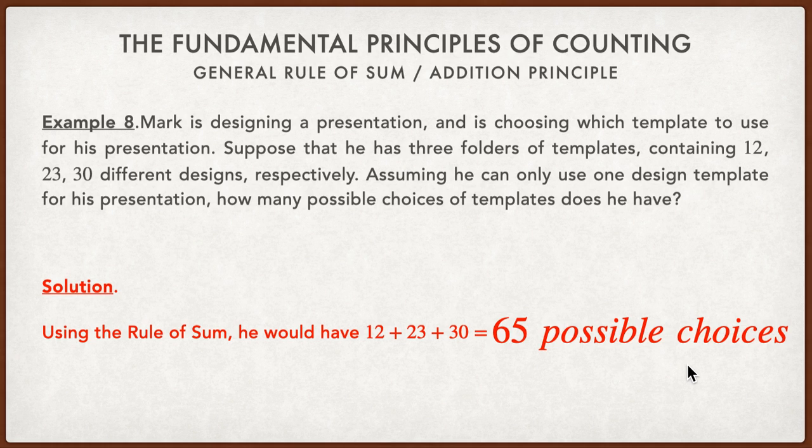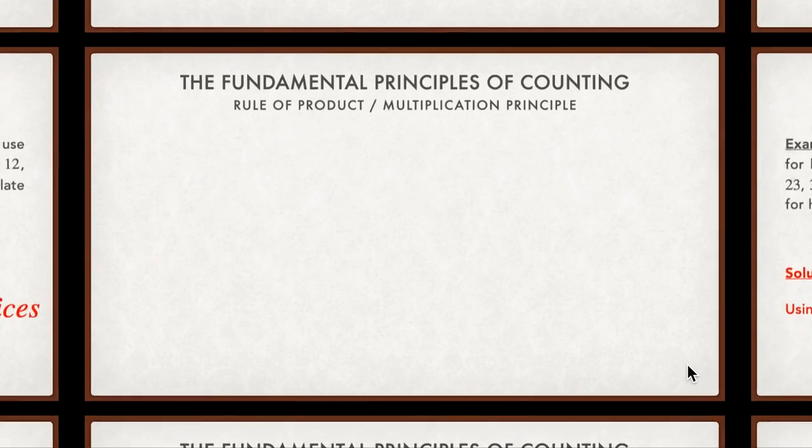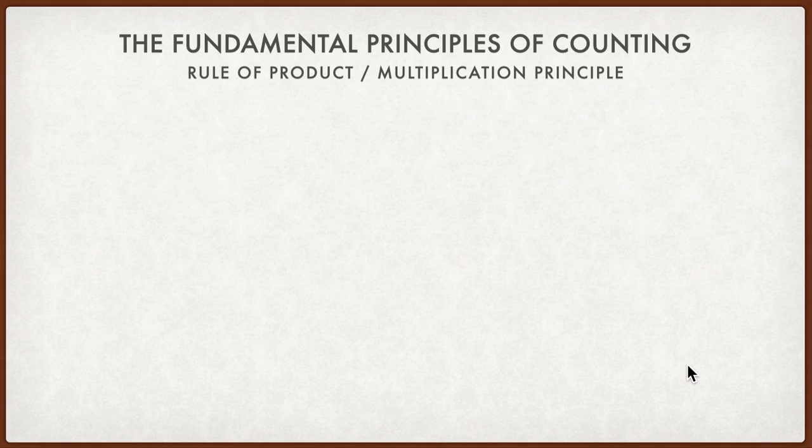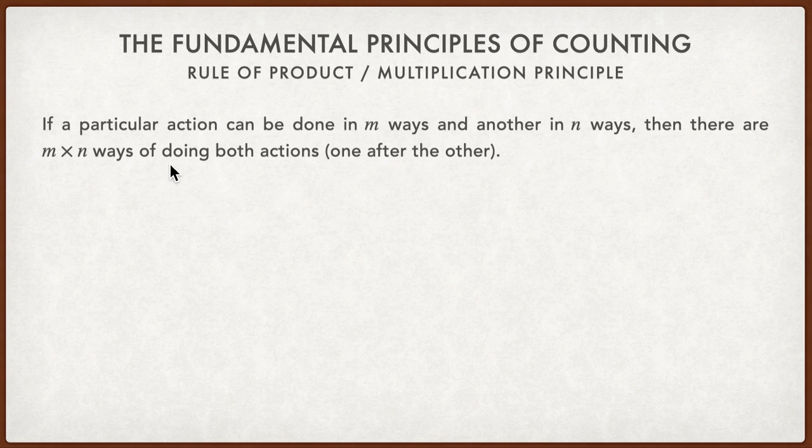Okay, so that's some examples for the rule of sum or the general rule of sum. Let's proceed to the rule of product, or some books like to call it the multiplication principle. Now we're going to consider this. If a particular action can be done in m ways, imagine this m to be an integer, and another in n ways, imagine this n to be another integer, then there are m times n ways of doing both actions.